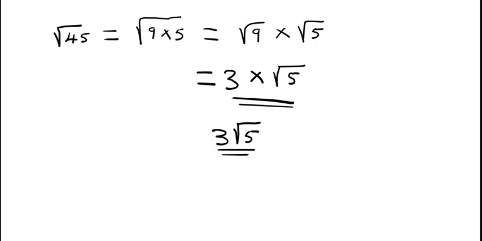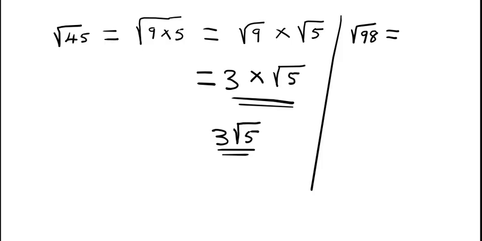Let's also take a look at another example. Simplify square root 98. The first thing to do is to look out for what? A factor pair that one of them is a square number. A factor pair of 98 that one of them is a perfect square.